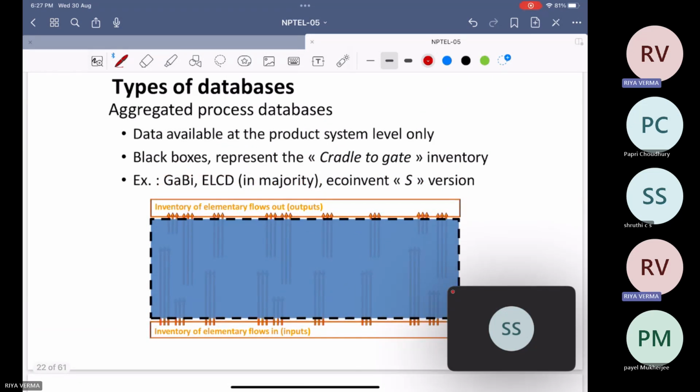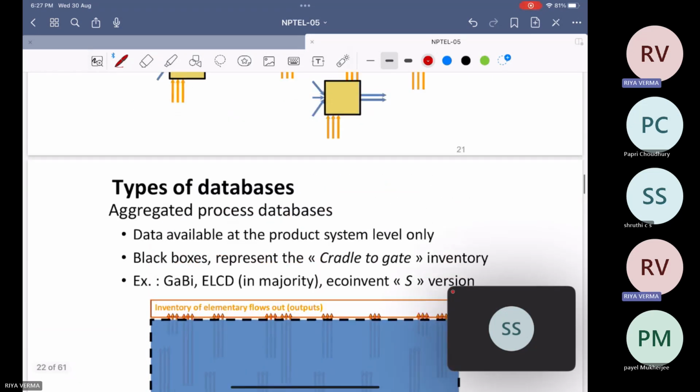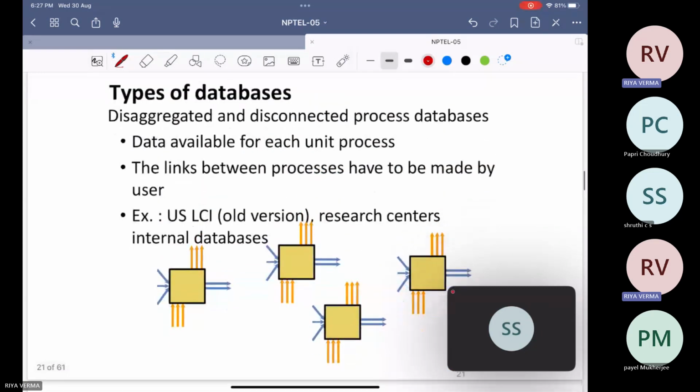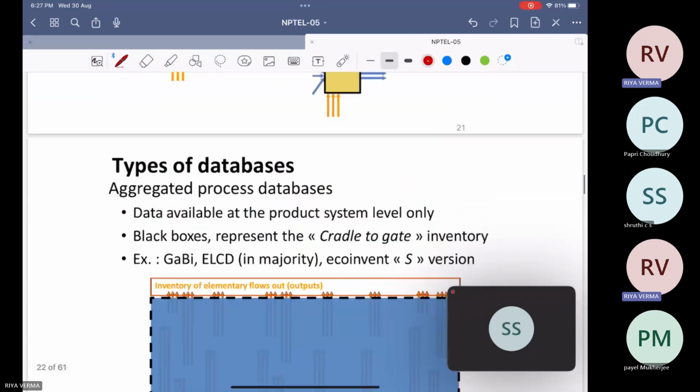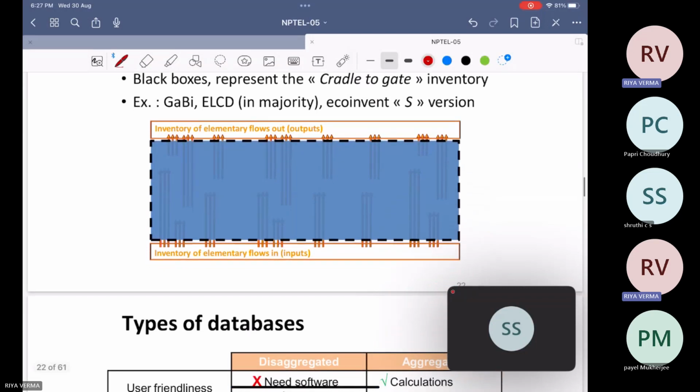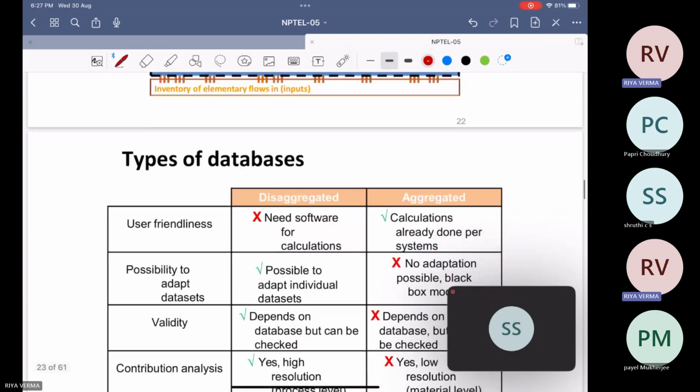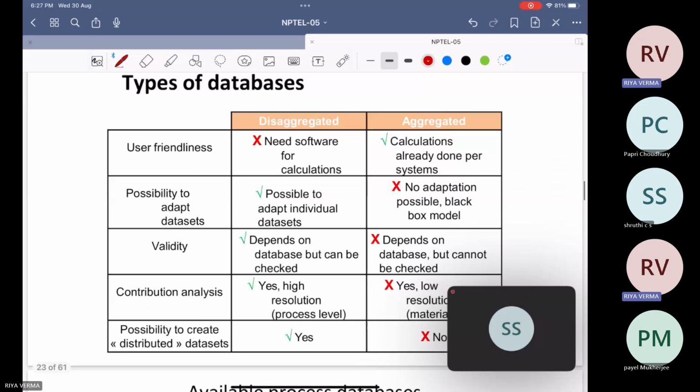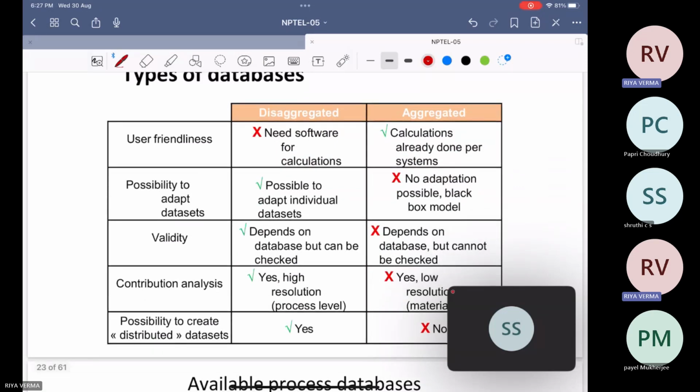Generally, we go for an aggregated process database because it is very difficult to have information about each and every unit process that is included in our study. So that is why we go for aggregated databases. So these are the two types of databases. First is your disaggregated. Next up we have aggregated.